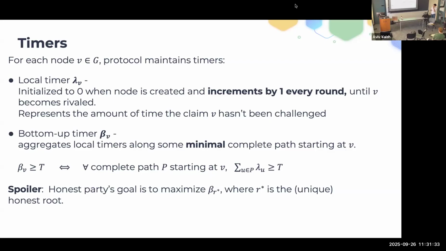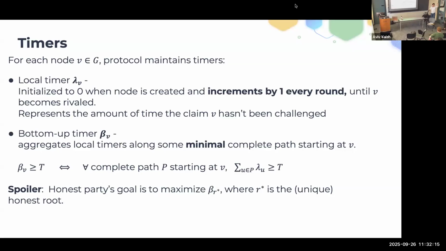And there's also the bottom-up timer of a node, v, which aggregates the local timers along some minimal complete path starting at this node. Complete path means a path that cannot be continued. Basically, for every number t, this bottom-up timer of v will be at least t if for every complete path starting at this node, the sum of the local timers is at least t. And already a spoiler, I will say that the honest party's goal here will be to maximize the bottom-up timer of the honest root.